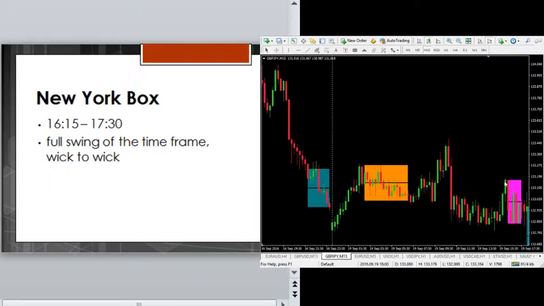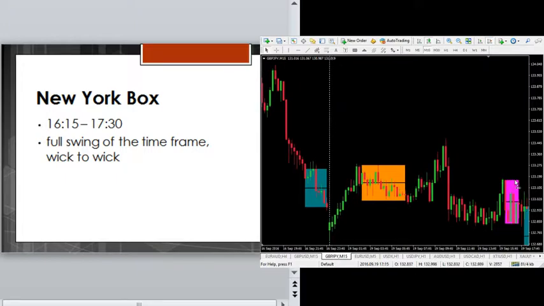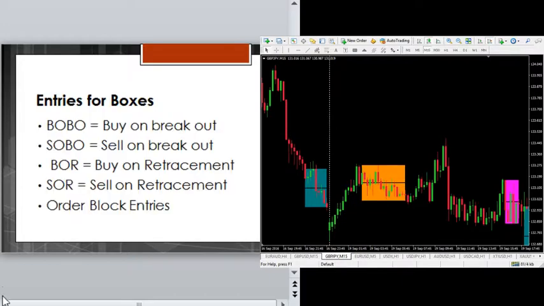We also have the New York box. The New York box is colored pink here, or fuchsia pink. Time frame is 16:15 to 17:30. It's a full swing of the time frame, and we are also considering week to week as well. So how are we going to trade using these three types of boxes? We are going to do breakout and retracement trades and order block entries.